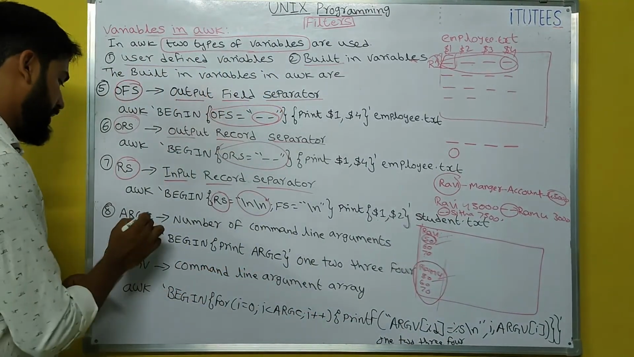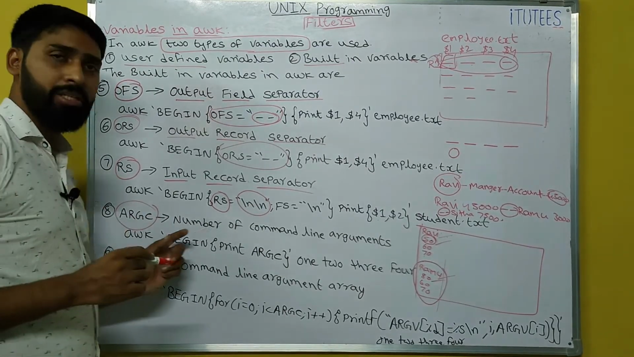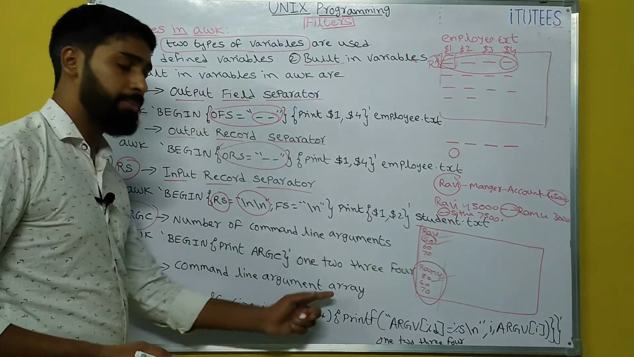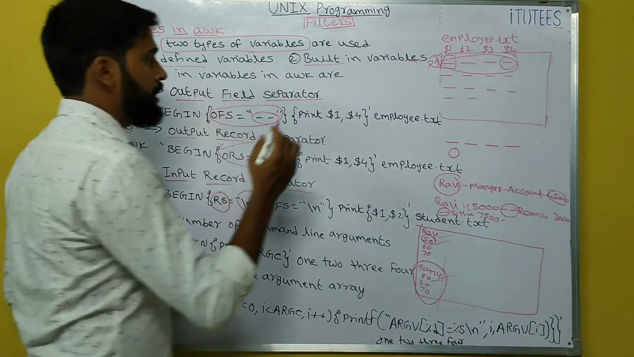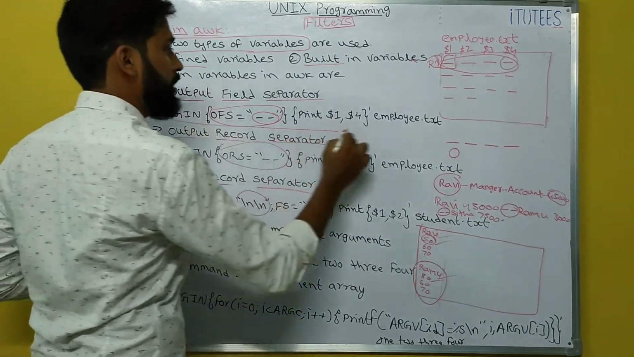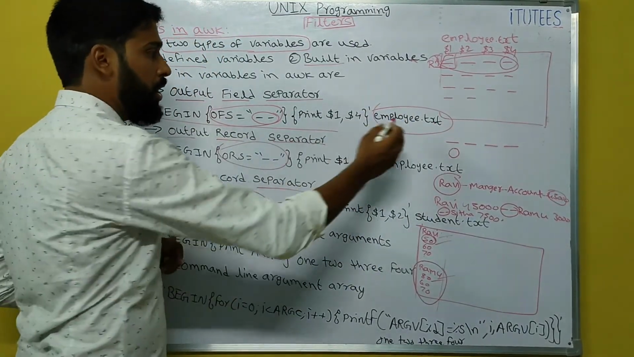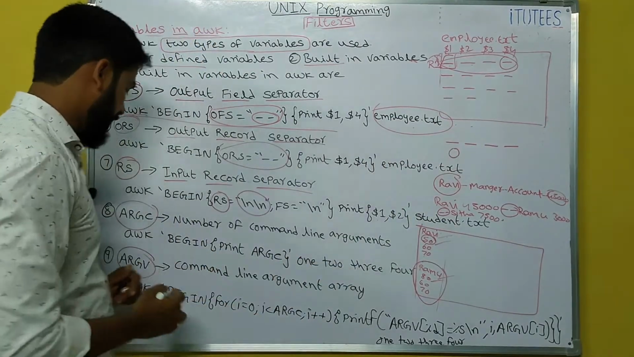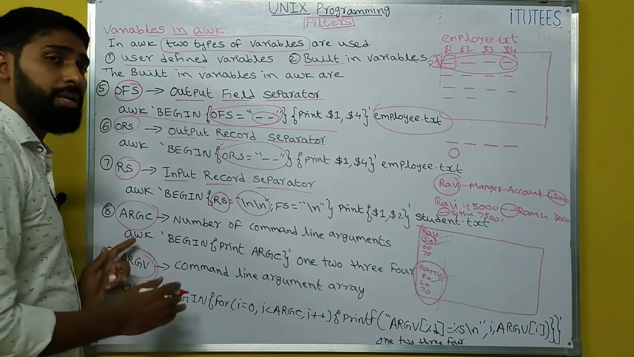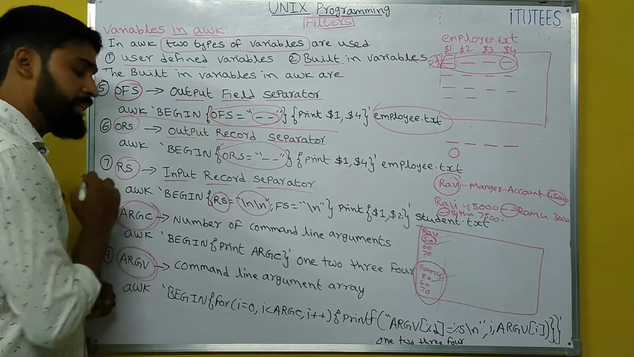Okay, so the next one, ARGC and ARGV. ARGC means the number of command line arguments. ARGV means the command line argument array. When you give command line arguments, you write this instruction and give one input file name. You can give more than one input file name. All these file names are stored in one array, known as ARGV, the argument array. How many arguments are stored in this ARGV array, we know with the help of ARGC.